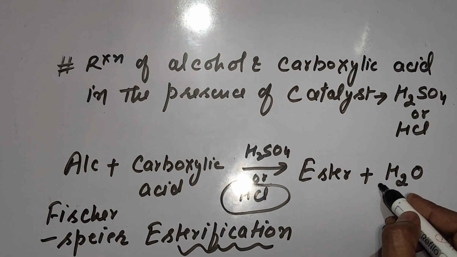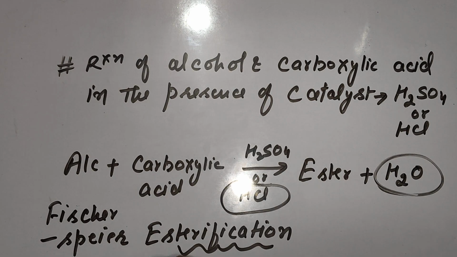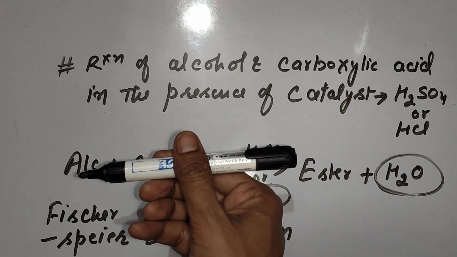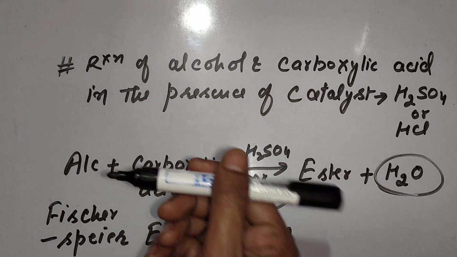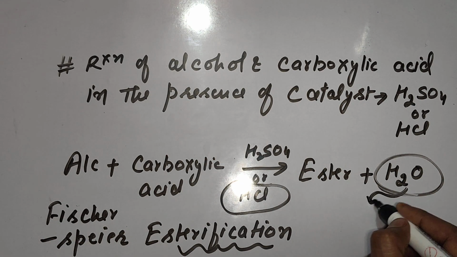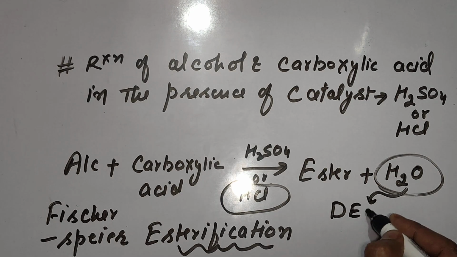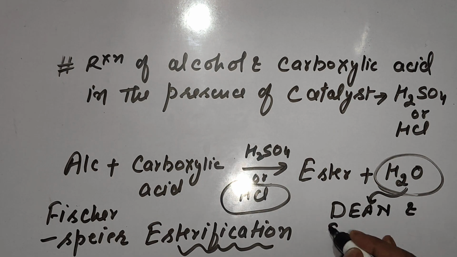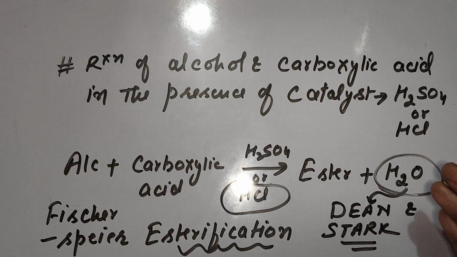Now, H2O is a byproduct. It is important to remove it out. Otherwise, the reaction will start moving in the backward direction. So to create more ester, time to time release of H2O is important. For that, we use an apparatus which is known as Dean and Stark apparatus. It is beyond the level of 12th class, so we will not discuss it.